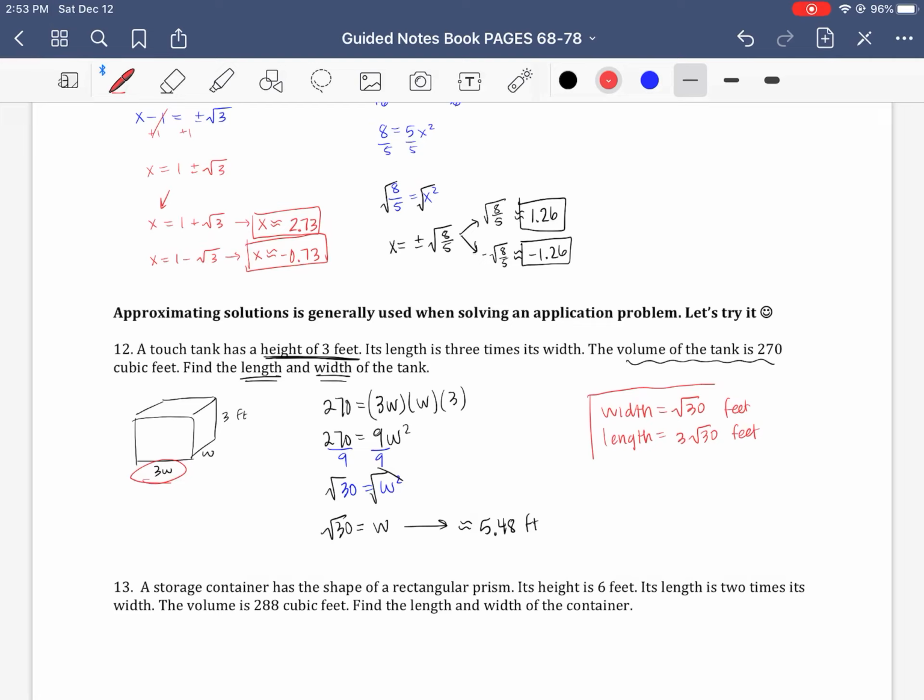Sometimes it makes more sense with applications to approximate just because you can make sense of the idea that the square root of 30 is about this many feet, versus just understanding right off the top of your head kind of what that means.